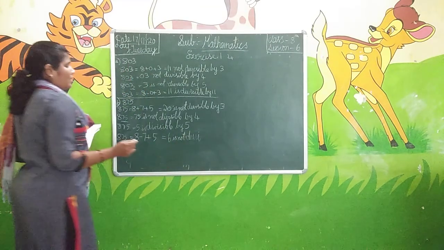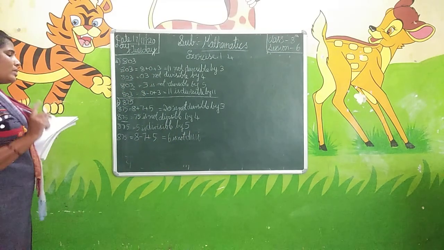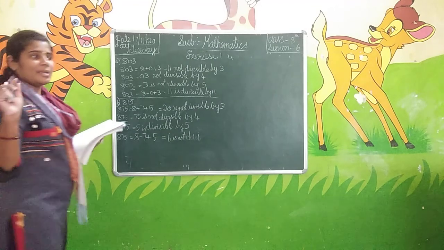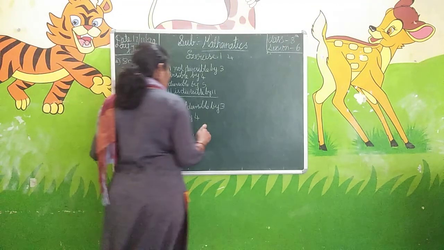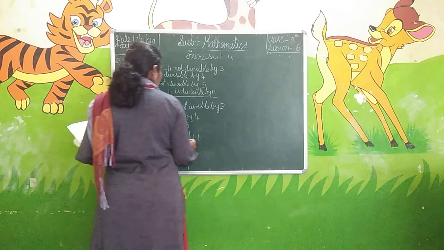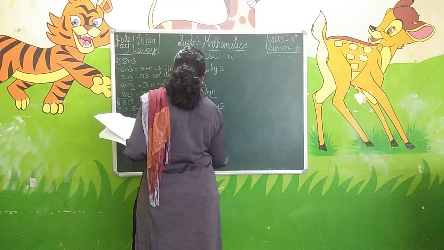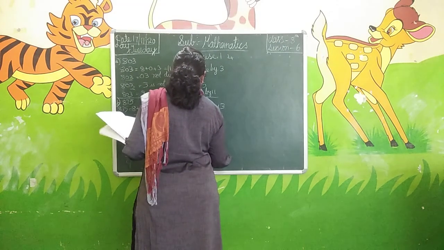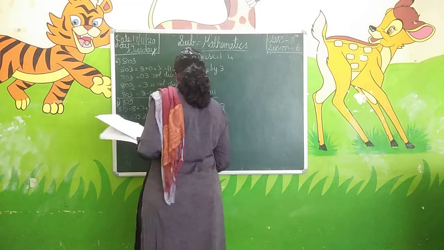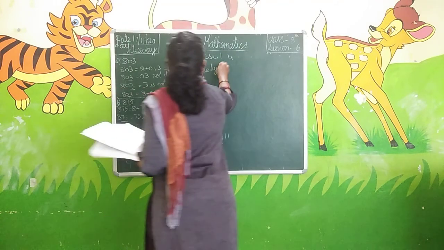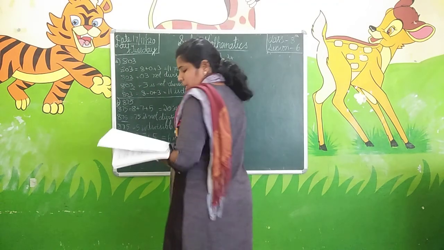The numbers divisible by 11 are, for example, palindrome numbers like 161, 101, 121. All these palindrome numbers are divisible by 11, but 6 is not divisible by 11. Okay, got it, students?